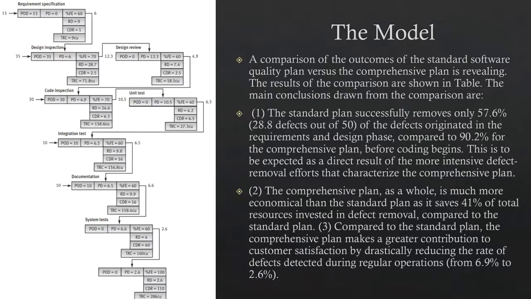The standard plan successfully removes only 57.6%, that means 28.8 defects out of 50, of the defects originated in the requirements and design phase, compared to 90.2% for the comprehensive plan, before coding begins. This is to be expected as a direct result of more intensive defect removal efforts that characterize the comprehensive plan.